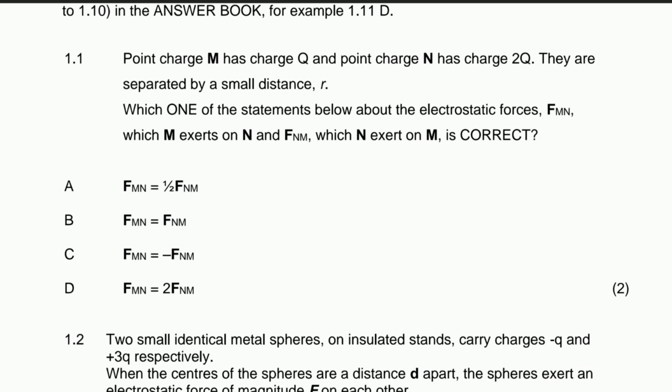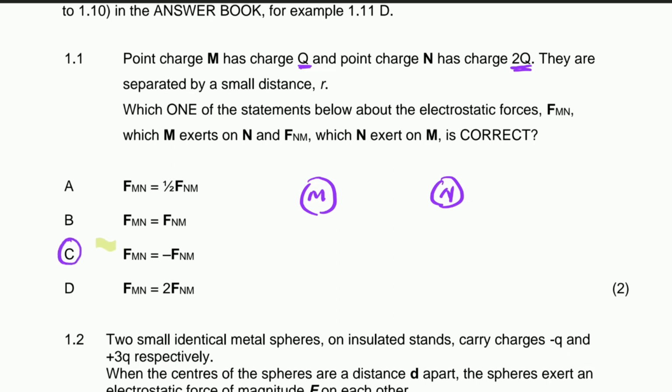Now, independent of the charges here, the forces are going to be the same, guys. That one is Newton's third law. There is a point charge M here, and it doesn't matter the size of the charges, and this one is N. The forces are going to be the same but in opposite directions, and therefore the correct answer is C.